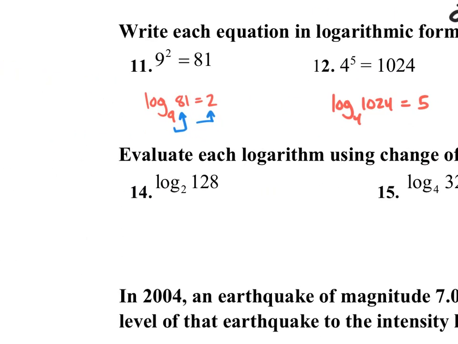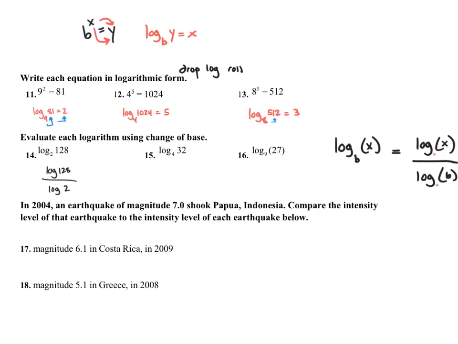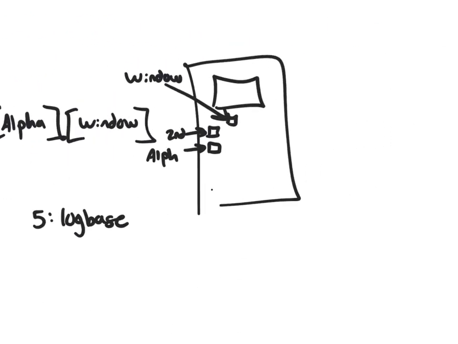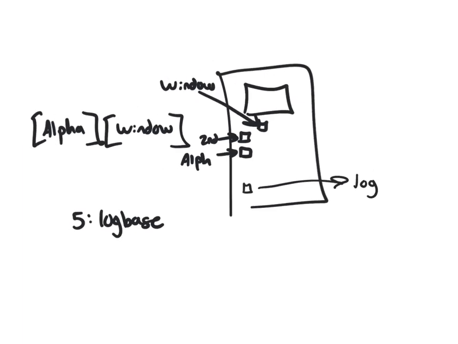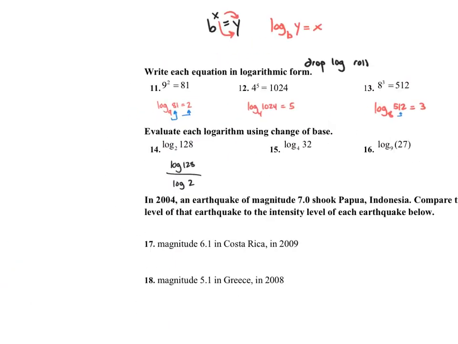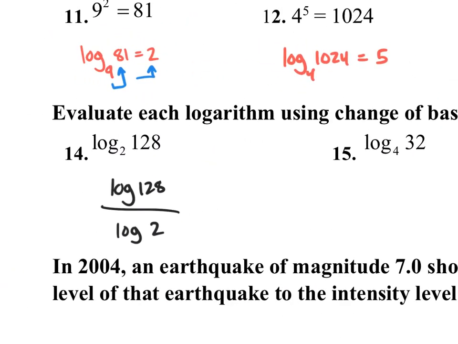So for this one, you could do it from two ways. You could do log of 128, divided by log of 2, using the log button down here, which is log base 10. Or if you use the alpha window, you could type it in and it would look just like this. Either way, whenever you go through and calculate this one, you would get the answer of 7.